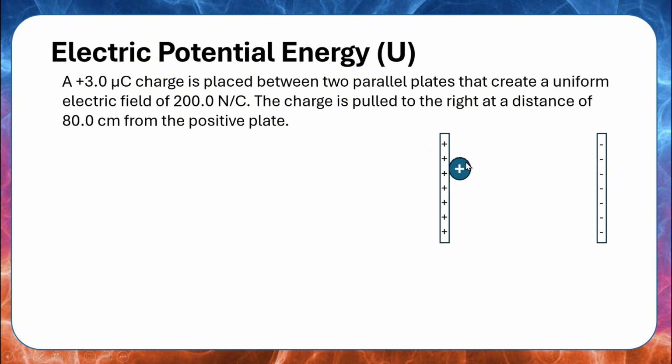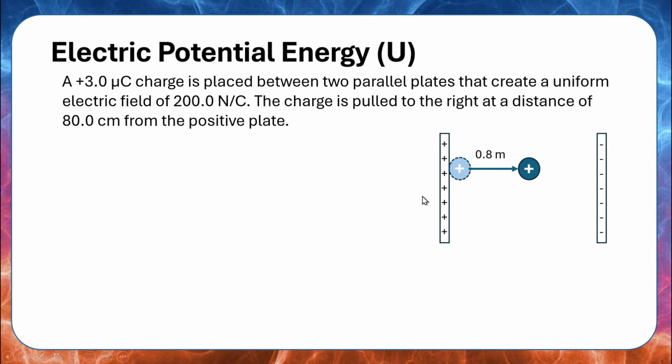So its initial position is here, attached to the positive plate, and it moved 80 centimeters going to the right. We need to change that 80 centimeters to meters, because when we use the distance in the formula, it should be in meters. Okay? So we can now solve for the energy for each position.